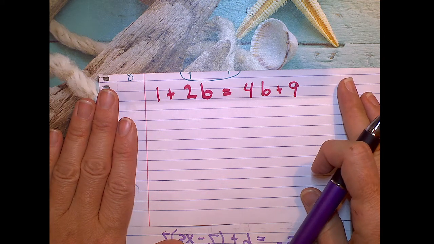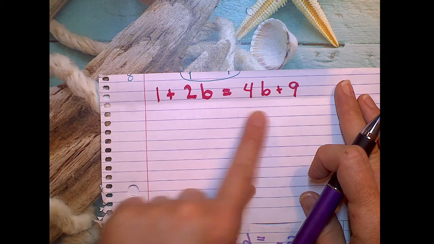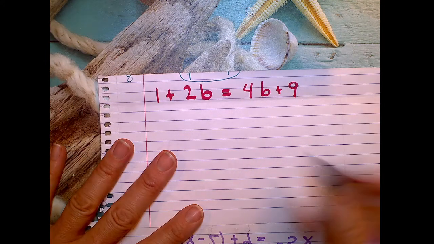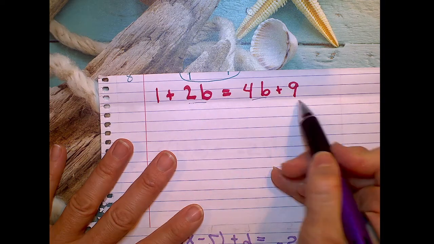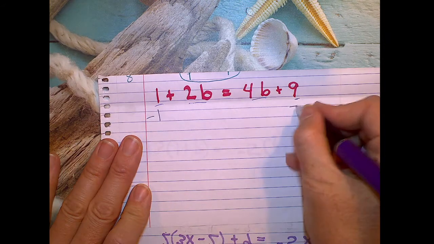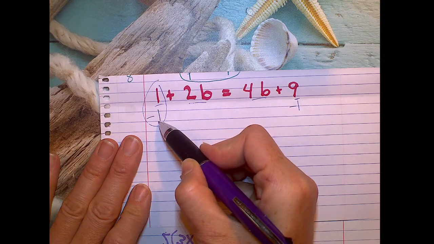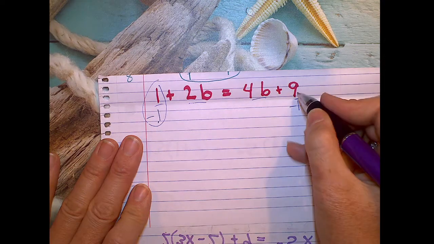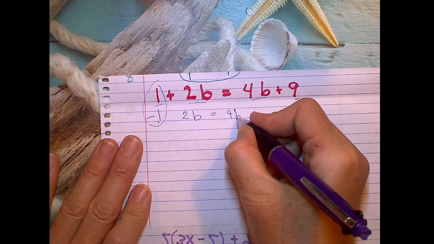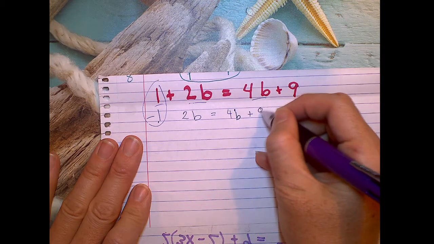Step 1 is to eliminate parentheses by applying the distributive property, but we don't have any parentheses. So let's go ahead to step 2, combining like terms. I need to get the b's together and the numbers together. So I'm going to subtract 1 from each side. I'm doing that on purpose so that this positive 1 minus 1 equals 0. Then my equation will be 2b equals 4b, and positive 9 minus 1 equals positive 8.